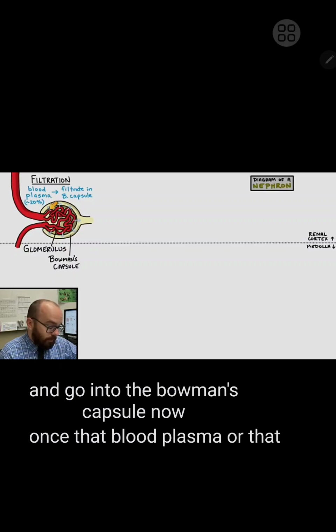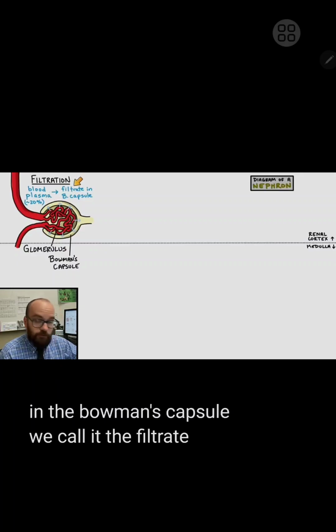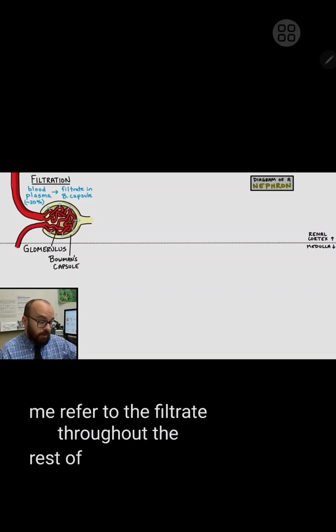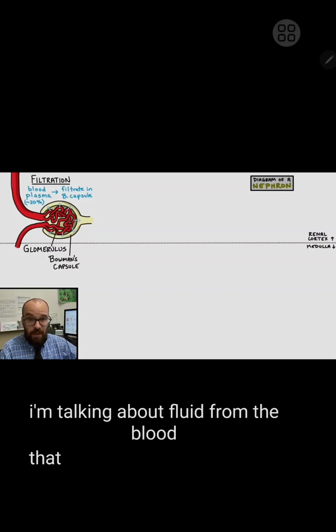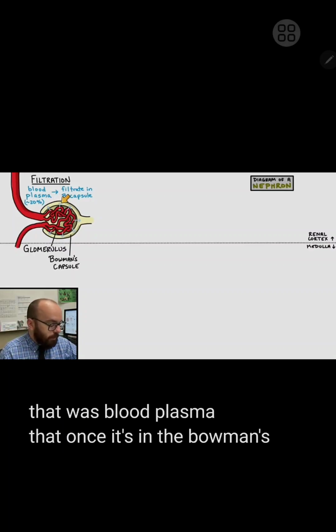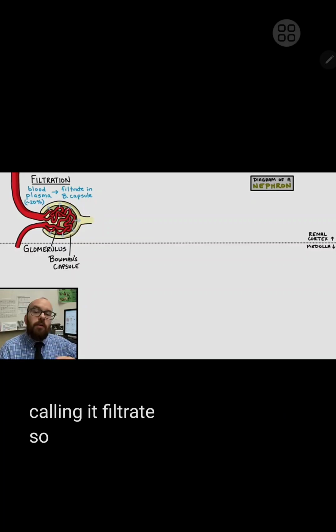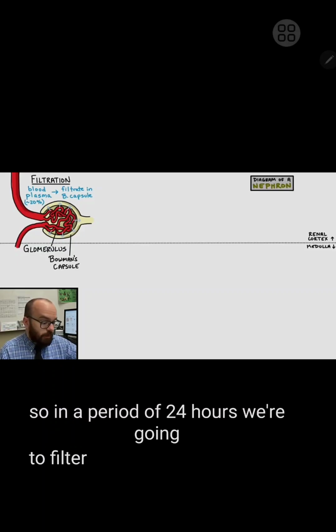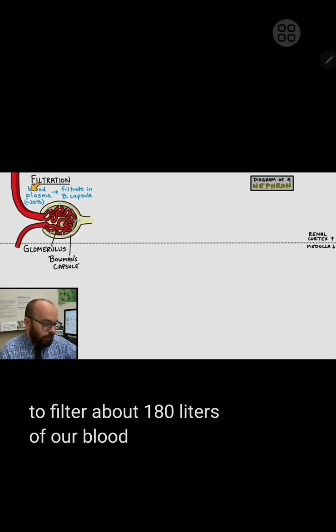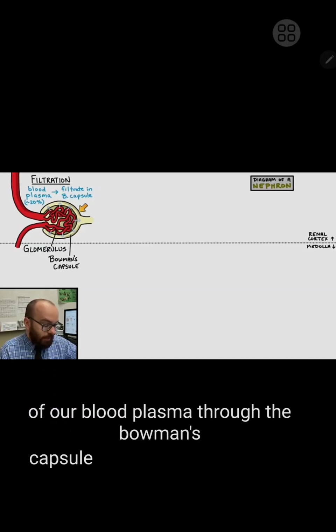Now once that blood plasma or that fluid is in the Bowman's capsule, we call it the filtrate. So as you hear me refer to the filtrate throughout the rest of the video, I'm talking about fluid from the blood that was blood plasma. Once it's in the Bowman's capsule and then the rest of the nephron, we stop calling it blood plasma, we start calling it filtrate. So in a period of 24 hours, we're going to filter about 180 liters of our blood plasma through the Bowman's capsule to become filtrate.